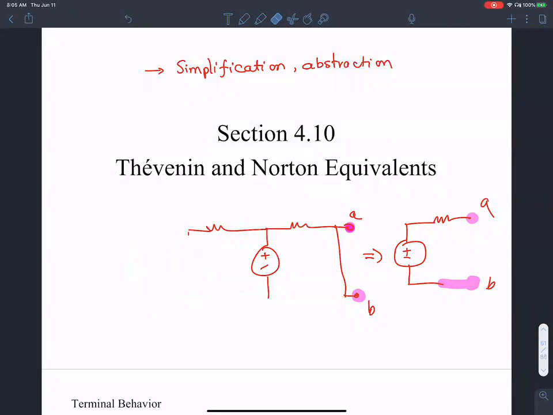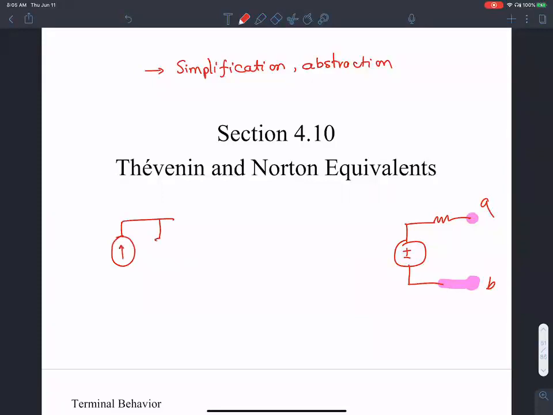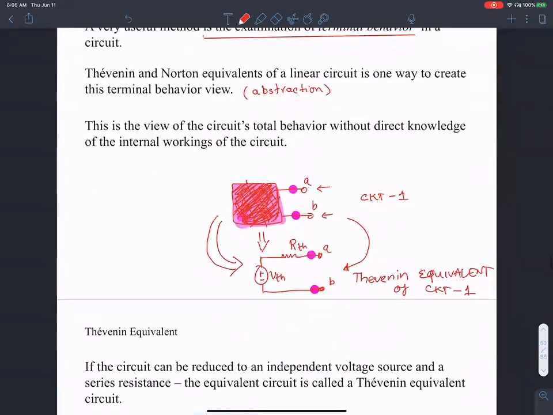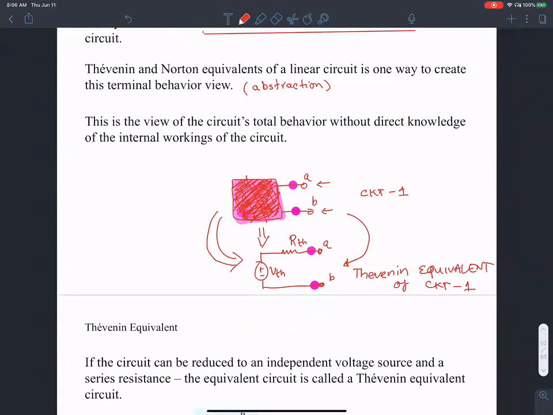So that's the idea of Thevenin's equivalent, and the same with Norton's equivalent as well. For the Norton's equivalent, it is a current source with a parallel resistance. This is still R Thevenin. This is I Norton. This guy is V Thevenin, and this is R Thevenin. So one is the Norton equivalent, the other is the Thevenin equivalent. That was the idea that we discussed in the last class.